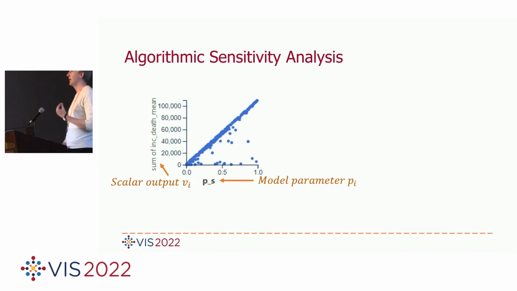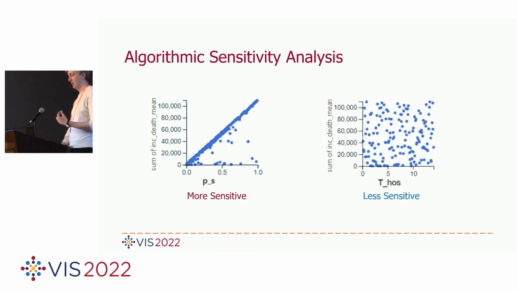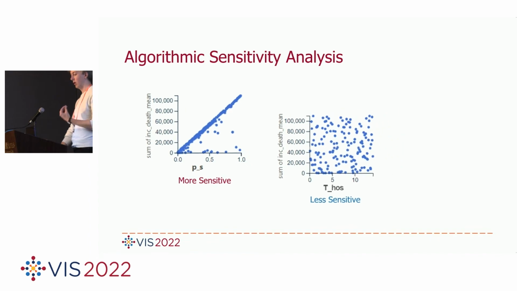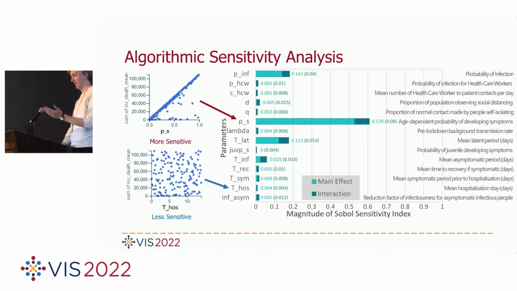What algorithmic sensitivity analysis does is it gives you a number for how well the points end up on a line. So if they end up on a line quite well, the model is considered sensitive to this parameter. If not, the model is considered less sensitive to this parameter. You can compute these numbers for all of the parameters in a model, and this is shown here in a simple model as a bar chart.